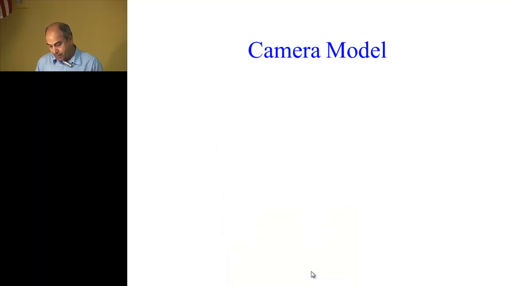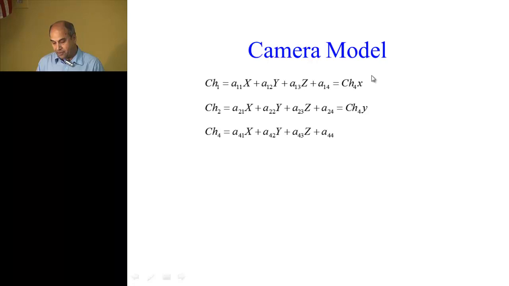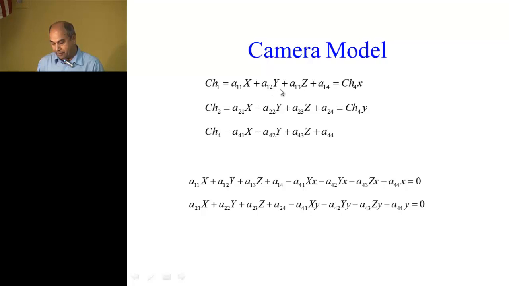Okay, so now again, we have CH1 is given by this, CH2 is given by this, and CH4 is given by that. Then we can try to rewrite this like that, because now we have A11 X, A12 Y, and all this, A14, minus CH4 x. And CH4 is given by this, so we multiply small x by each element. This will become minus A41 small x uppercase X, and minus A42 small x Y, and minus A43 small x Z, and then minus A44 x. So this will be the first equation, and similarly we'll have the second equation from here, which is shown here. We just put CH4 here and bring it to the left side.